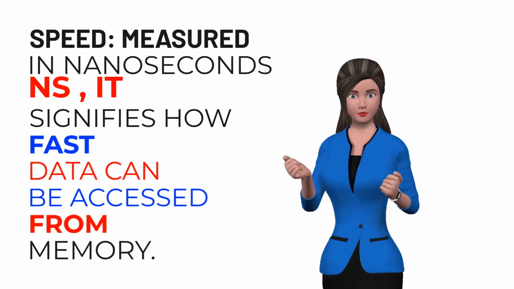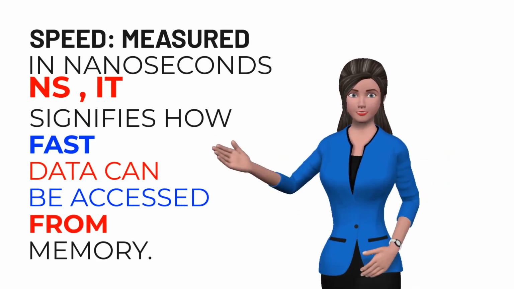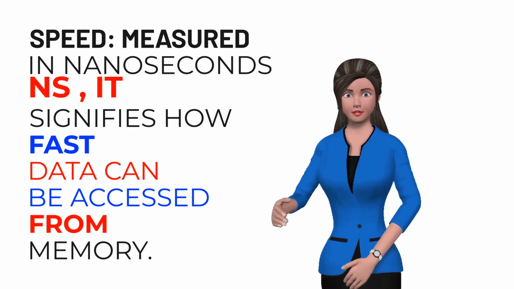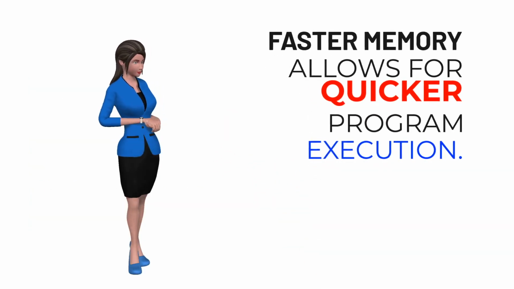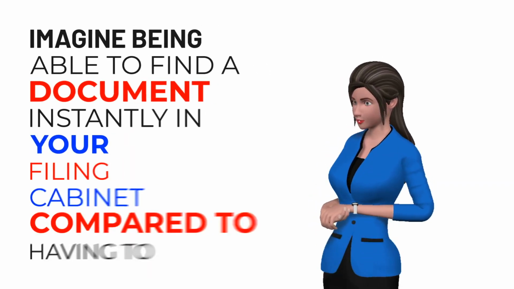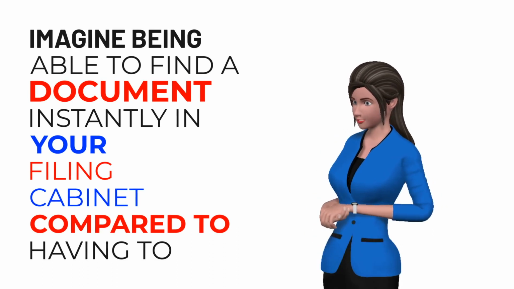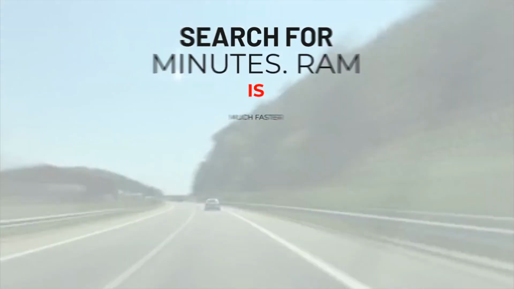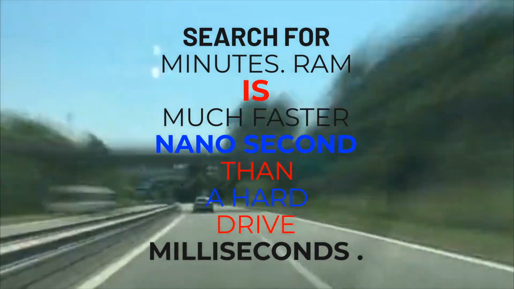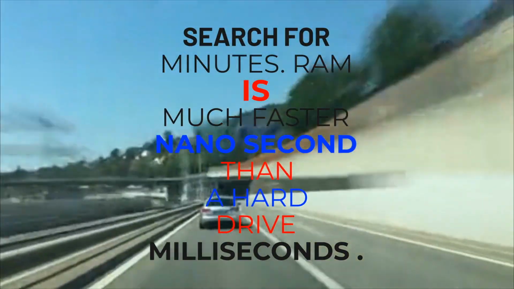Speed, measured in nanoseconds (ns), signifies how fast data can be accessed from memory. Faster memory allows for quicker program execution. Imagine being able to find a document instantly in your filing cabinet compared to having to search for minutes. RAM is much faster (nanoseconds) than a hard drive (milliseconds).